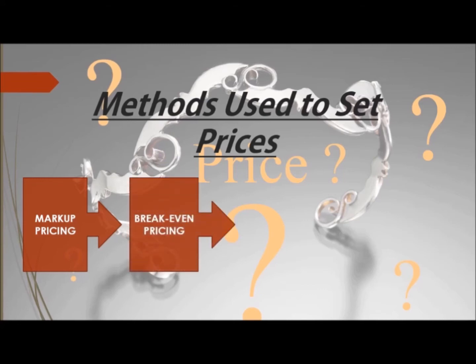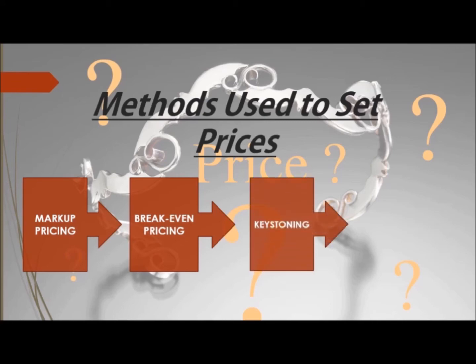Next is break-even pricing. Break-even price is the amount of money for which an asset must be sold to cover the cost of acquiring and owning it. It can also refer to the amount of money for which a product or service must be sold to cover the cost of manufacturing or providing.